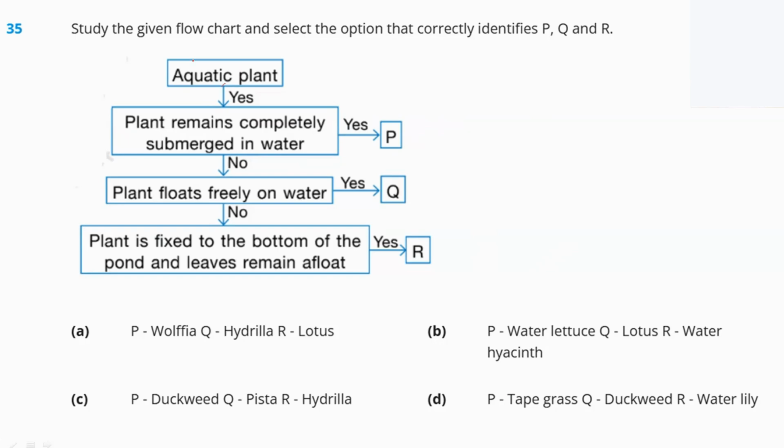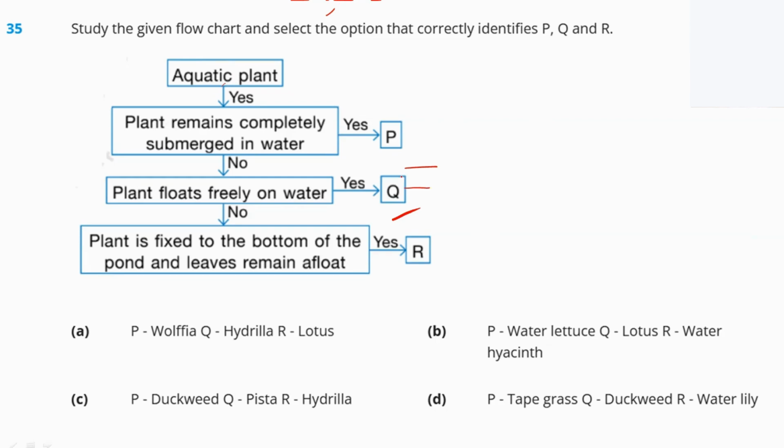So is it option number A? No. Is it B? Also no. C, also no, we don't have duckweed and the other plant as options P and Q. So option number D is our right answer. P is tape grass because it gets completely submerged in the water. It is present at the bottom of the water body. Q is duckweed. Duckweed floats freely on the water, right?